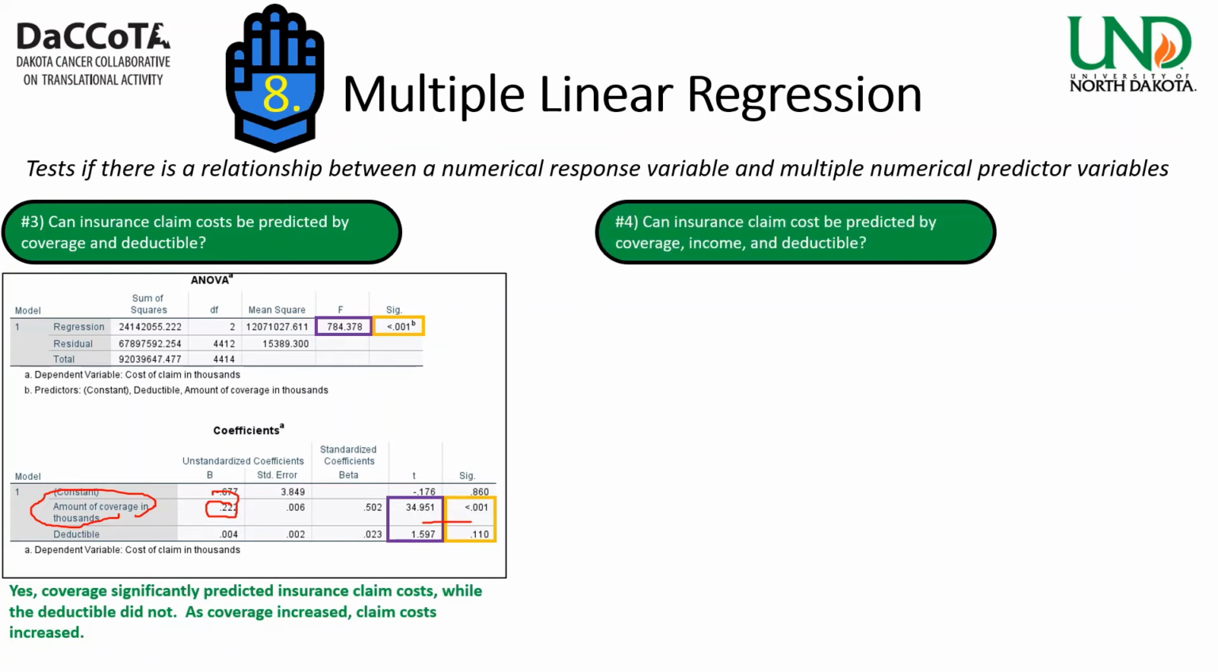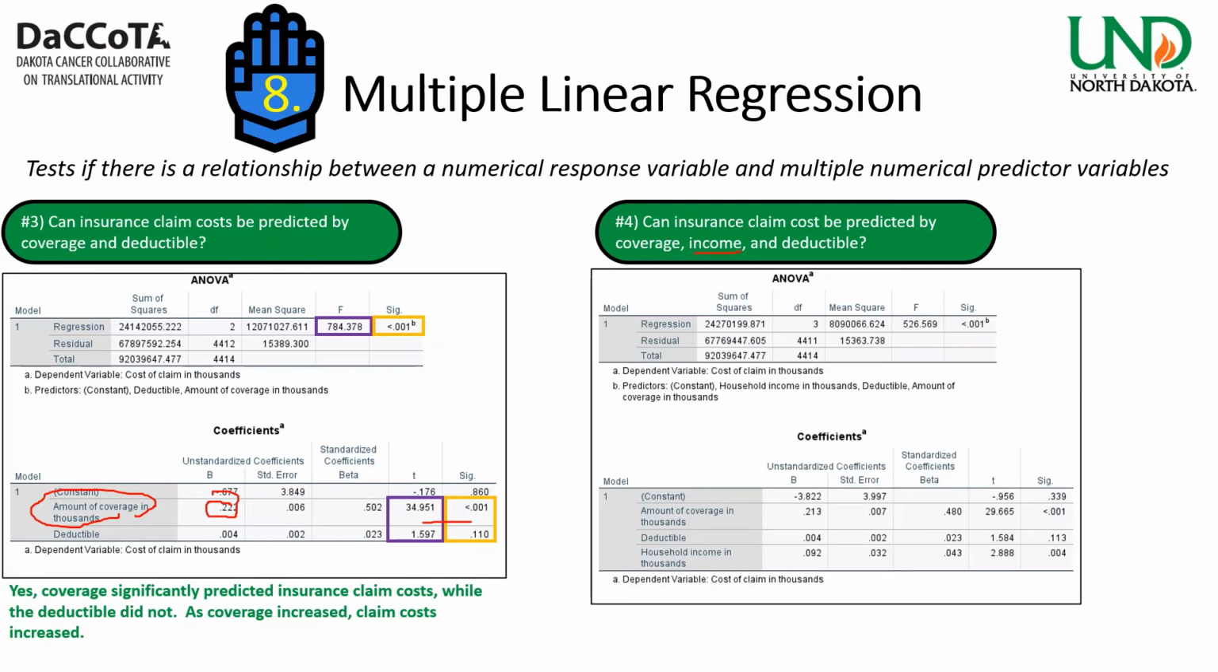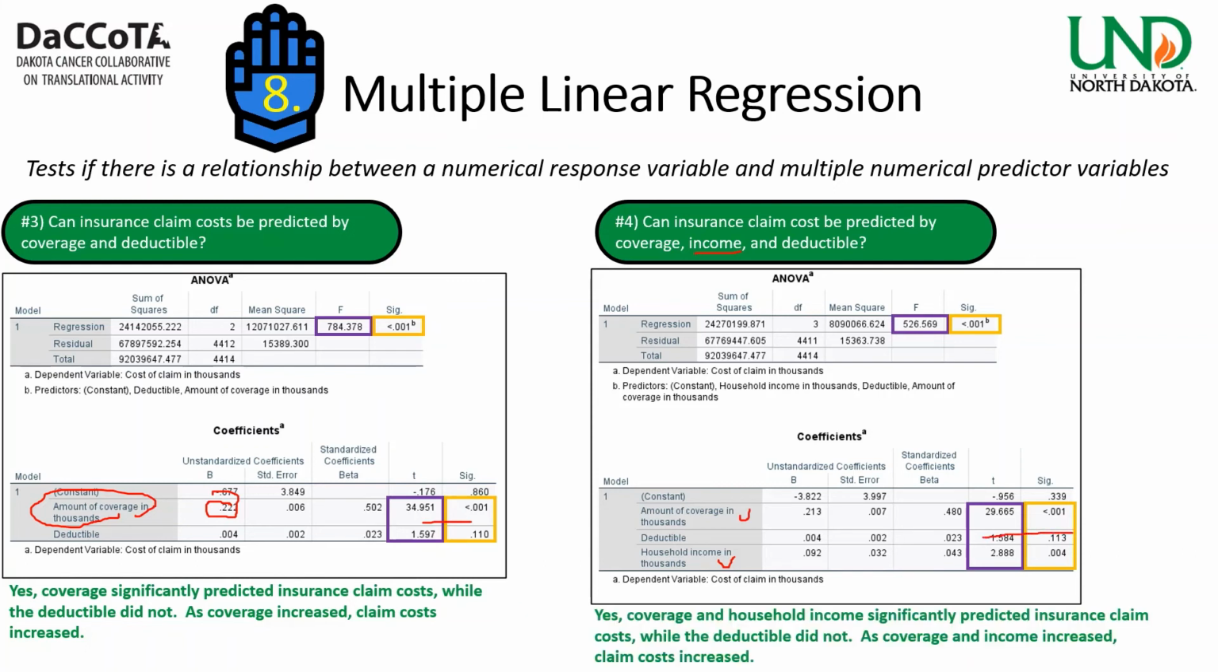Another example with insurance claims, we're going to add in income as well. We have, again, significance, and it looks like income was significant along with coverage, but again, deductible was not significant. And these were both positive, so as coverage and income increased, so did claim costs.